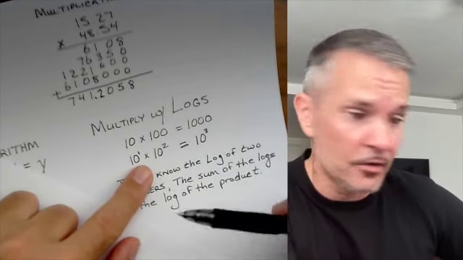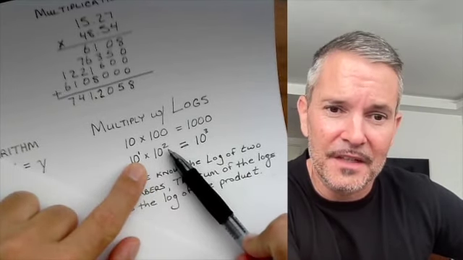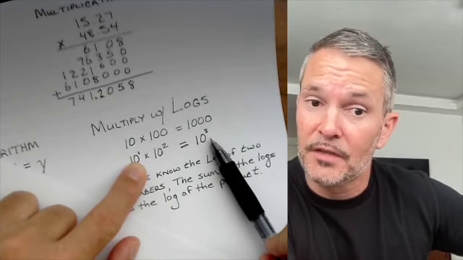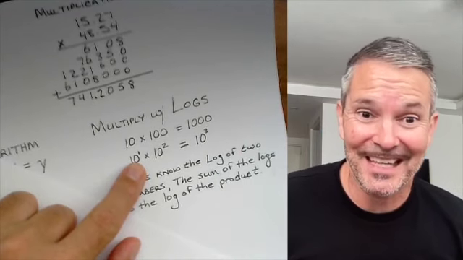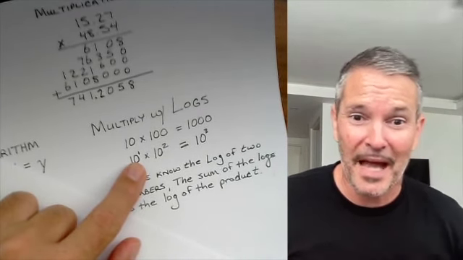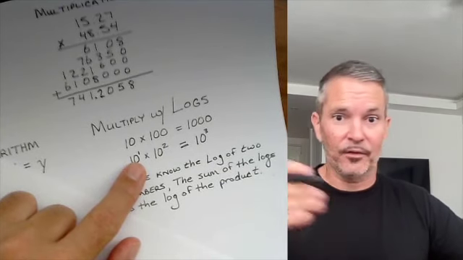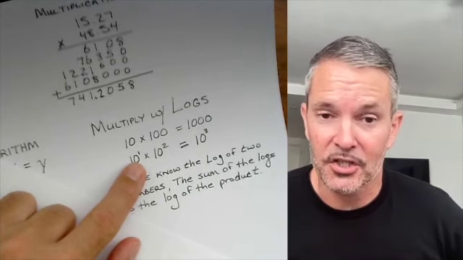So what pattern do we notice? Well, if I add together these exponents, I get the answer. So if I want to multiply two numbers, if I can represent those numbers as a power of 10, I just add together the two exponents, I get the answer of the multiplication.